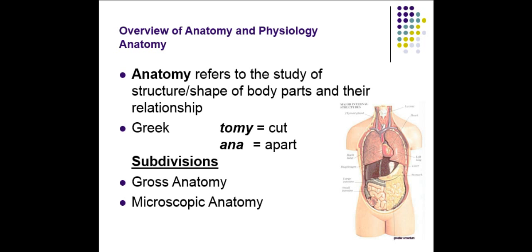We have two different subdivisions of anatomy. We have gross anatomy, which is not ill anatomy. It is anatomical structures that you can see with the naked eye. And then we have microscopic anatomy, which, as you guessed, you have to look at with a microscope. So anatomy refers to structure or shape.